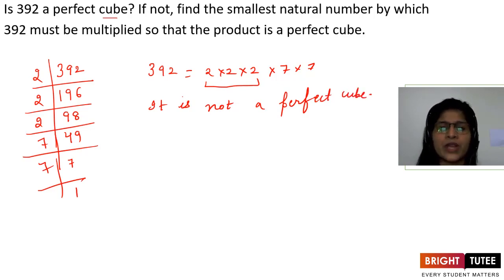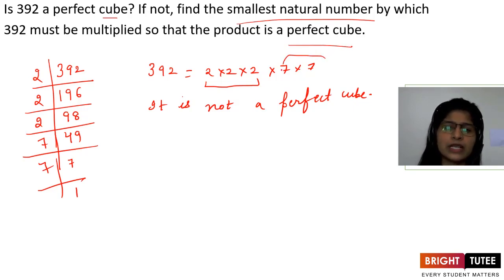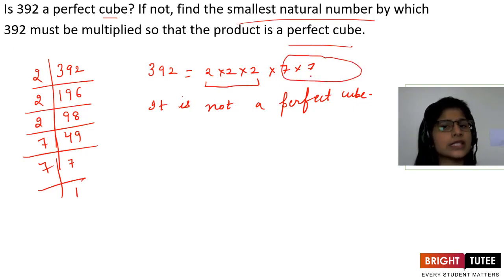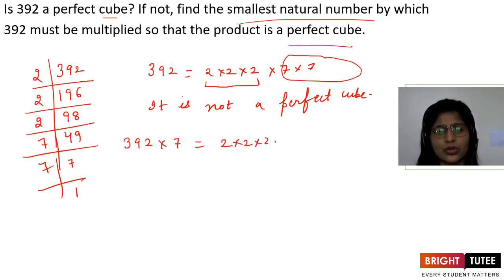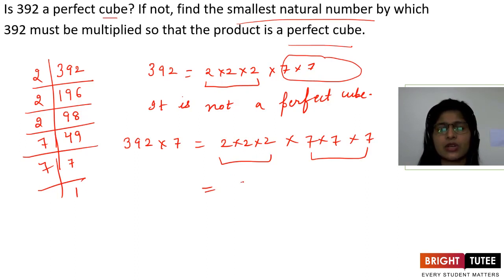Okay, now they're asking, if not, find the smallest natural number by which this should be multiplied so that the product becomes a perfect cube. Now what are we missing in this to form a triplet? One 7. So we will multiply both the sides with 7. Just see, here we will get 2 cross 2 cross 2, that is one triplet, and here we already have 7 cross 7, we will multiply with one more 7. So here we have 2 cube and 7 cube.